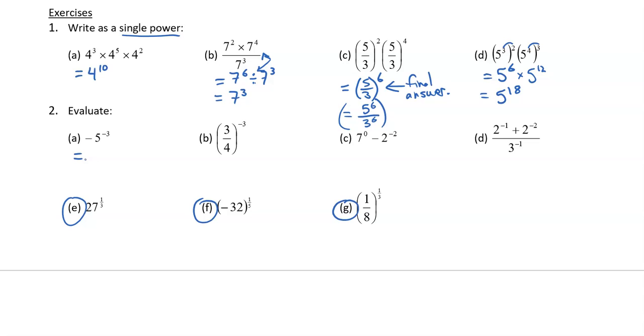In fact, I'm just going to point this out. If you don't simplify it using the exponent rules, you're not going to get full marks. So you need to simplify using the exponent rules before you use a calculator. Very important we do that.